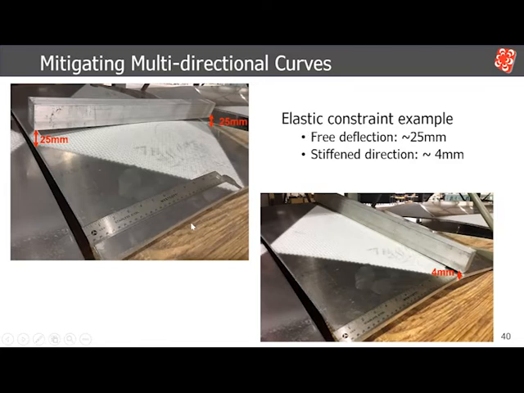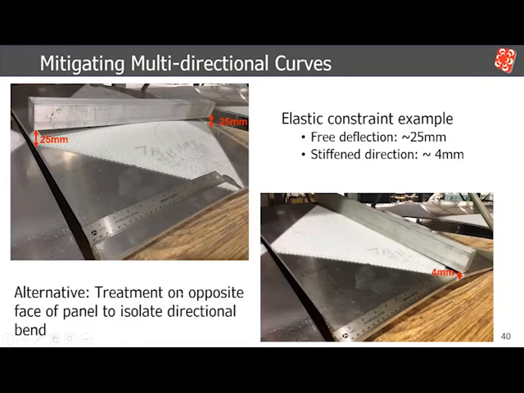There are some other ways that you can get there besides the elastic constraints if you're looking for generating one-dimensional bend. Really, you can define some opposite surface treatments that will counteract the bending treatment, but that'll be a presentation for a different day.